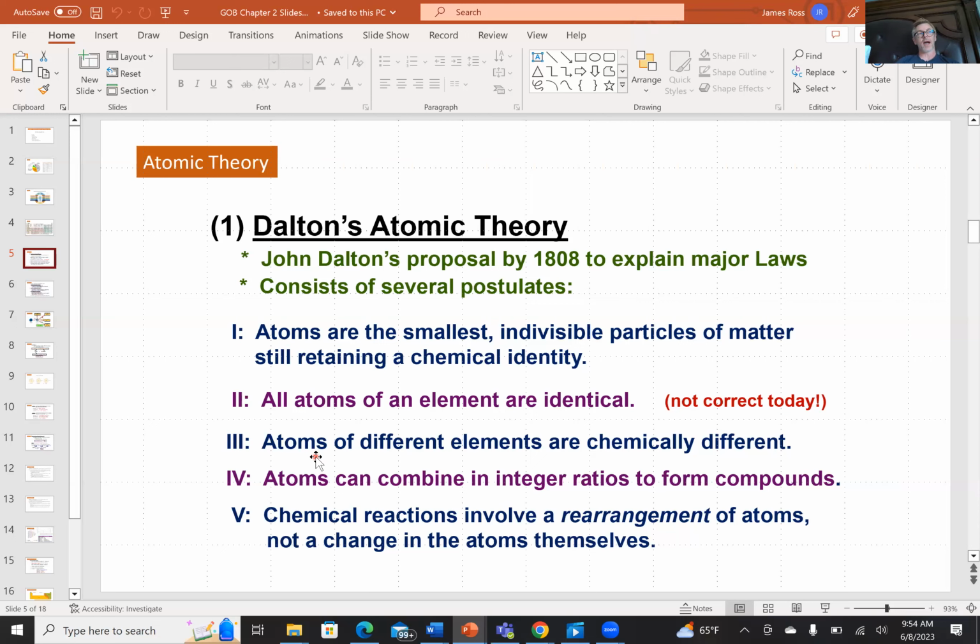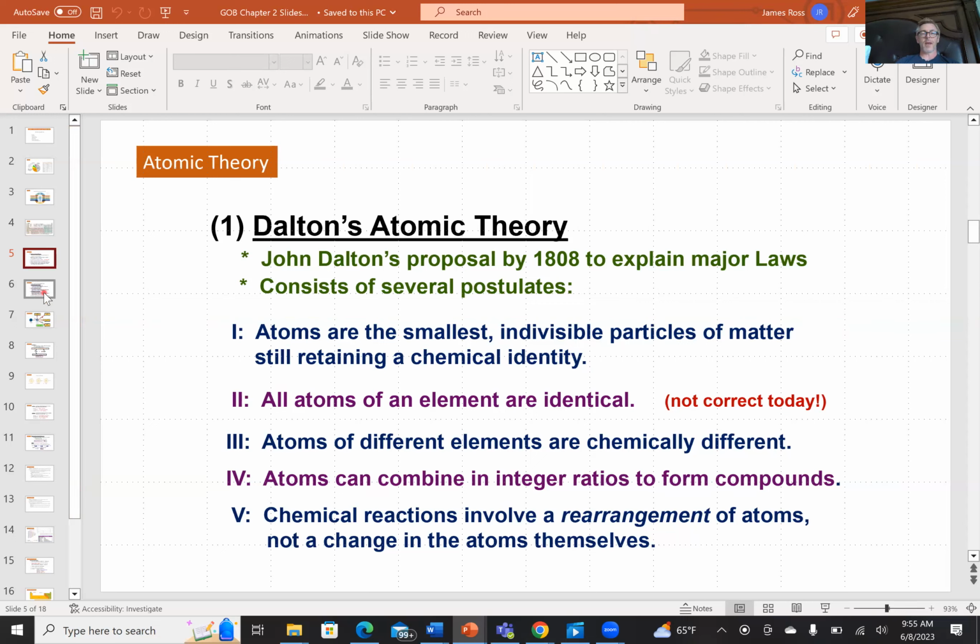That's true. So hydrogen is not the same as helium, is not the same as carbon. All elements are unique. Although some are similar, they're all unique in some way. Number 4, atoms can combine in whole number integer ratios to form compounds. Yes, that's true. Number 5, chemical reactions involve the rearrangement of atoms, not a change in the atoms themselves. And that's true.